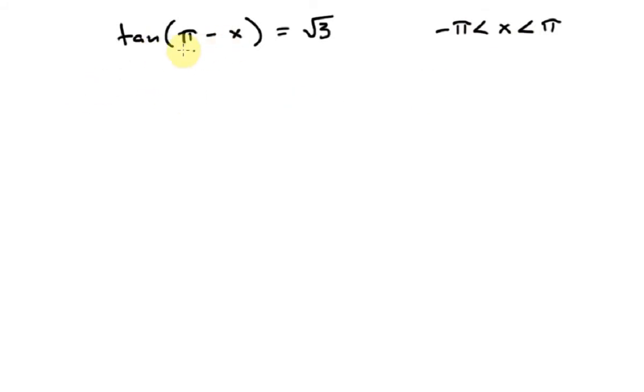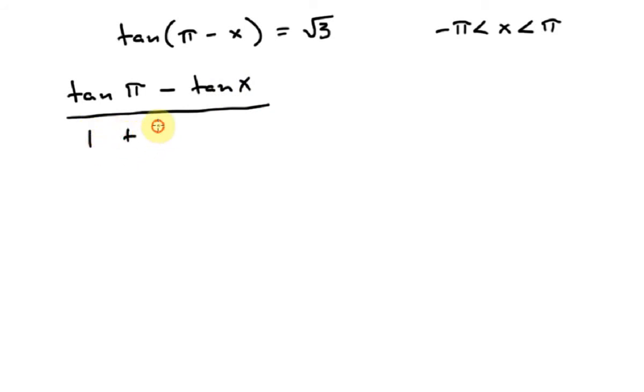Well, first thing I'm going to do here is break up the difference of these two angles according to the identity for tangent. And so it is tangent of the first angle minus tangent of the second, and that's all over 1 plus tangent of the first times tangent of the second. Okay, so that's still equal to √3. So I go, okay, well, let's see if we can finish this up a little bit.